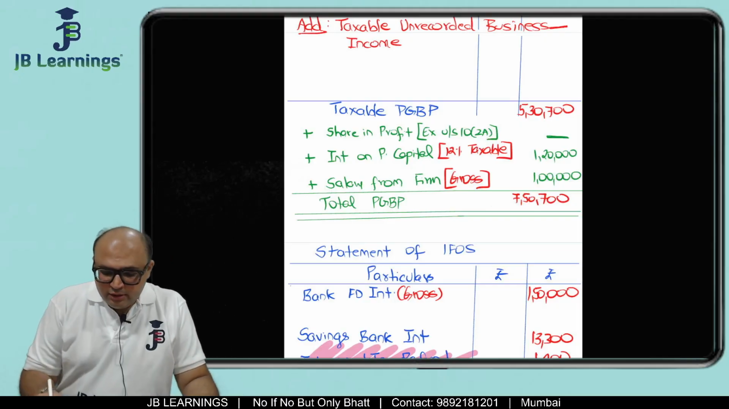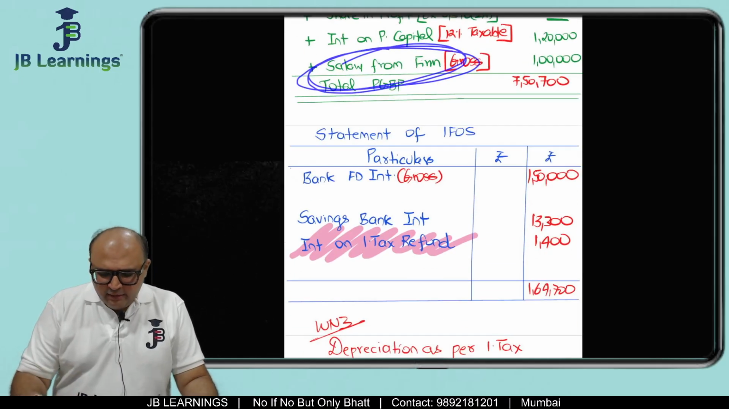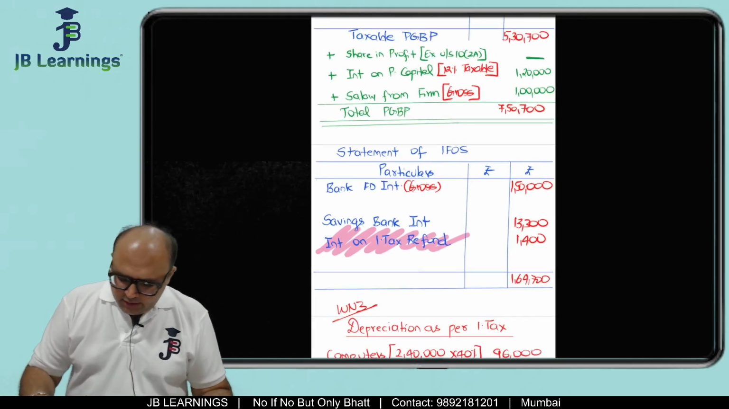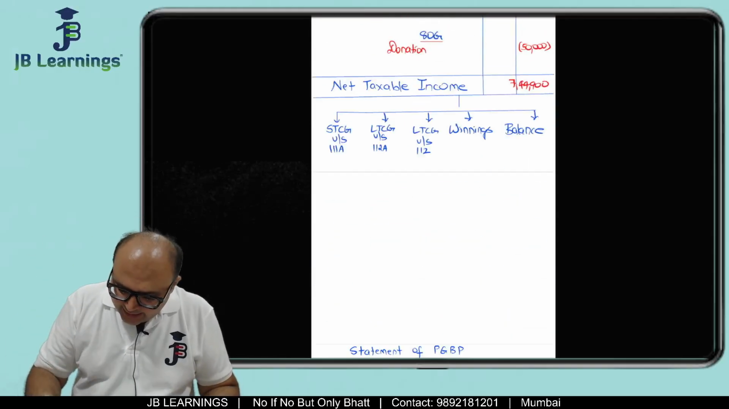Achha, the new thing was about this TDS in case of firm. Bank FD TDS is very usual, very common. There is nothing new in that. So this is the way that you are supposed to solve the sum. Okay, don't forget, you are also supposed to compute tax liability.